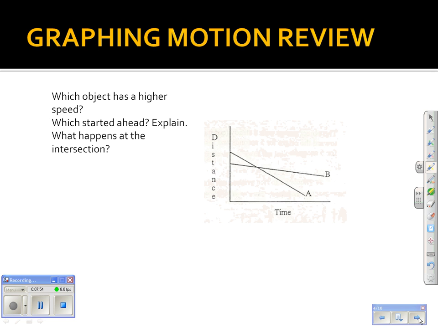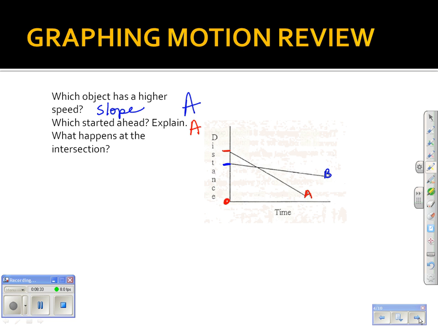So let's go to this one. Which one has a higher speed? Again, look at the slopes of the line. Which one has a steeper slope? Well, for this particular example, the steeper slope is A. Which one started ahead? Well, B, which I'll say is here, A is here. So which one started at a distance that was further away from your starting point? The one that started further away from your starting point, or started ahead, is A.